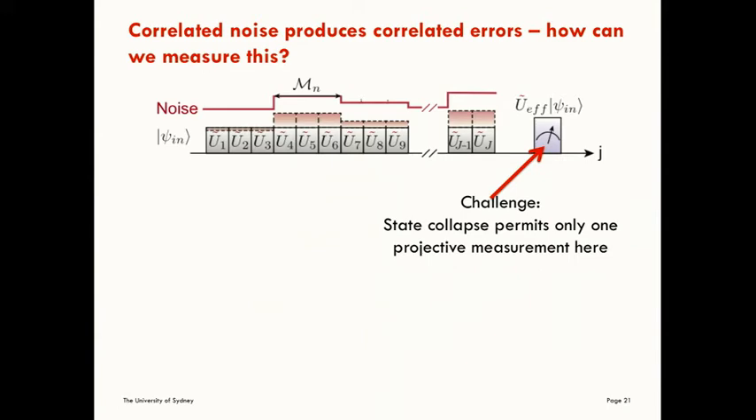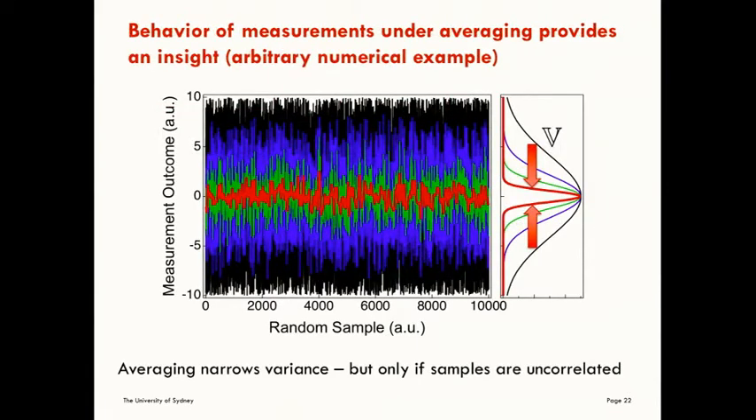We want to understand what exactly is going on and measure these correlations and then see if there's anything we can do about it. The big challenge, of course, is that we can only measure at the end of the circuit, right? That's something that everybody understands, I think. The insight into how to achieve this comes from just measurement science, from metrology. This is a totally random numeric example. I just generated noise in MATLAB or whatever.